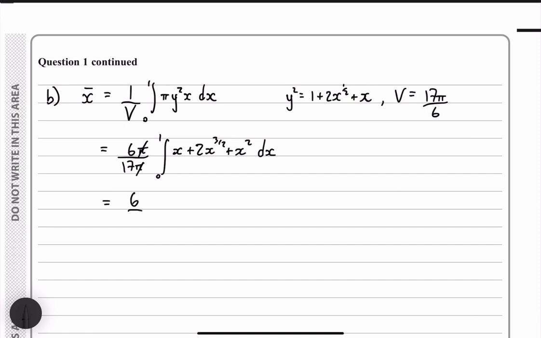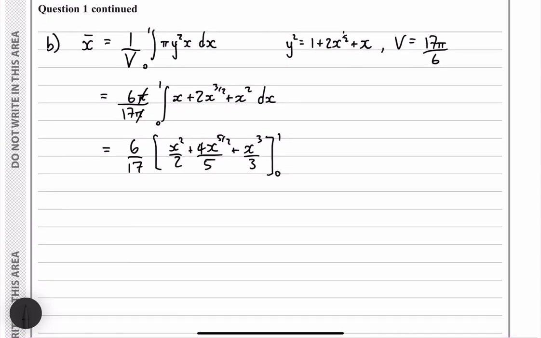So now we are integrating this, and that gives us x squared over 2 plus x to the 5 over 2, 4 over 5, plus x cubed over 3. And again, all those lovely zeros on the lower limit make this a little bit easier. So we've got 6 over 17 times 1 over 2 plus 4 over 5 plus 1 over 3 minus 0. And that bracket there gives me 49 over 30.